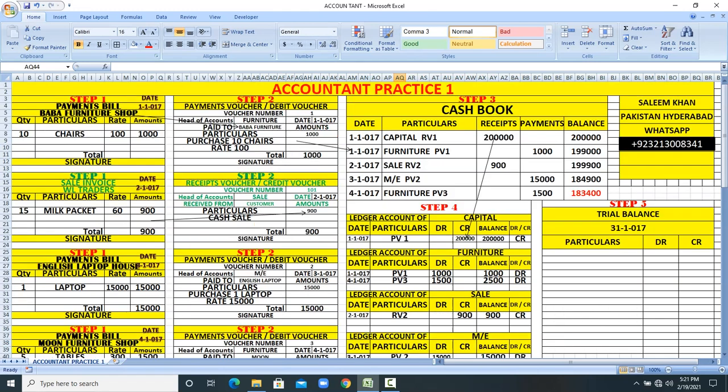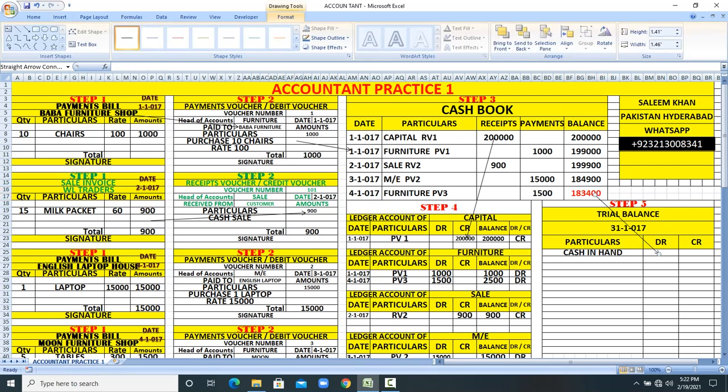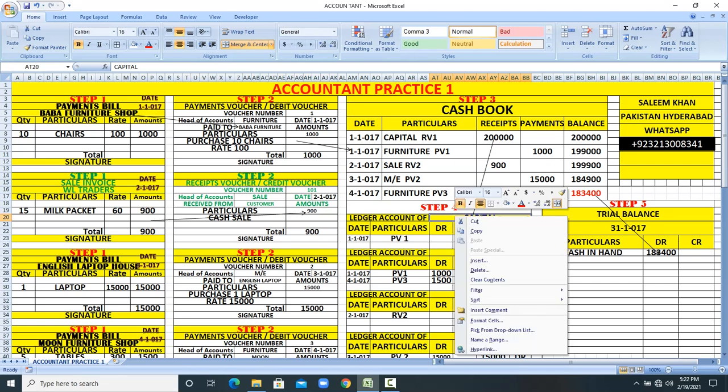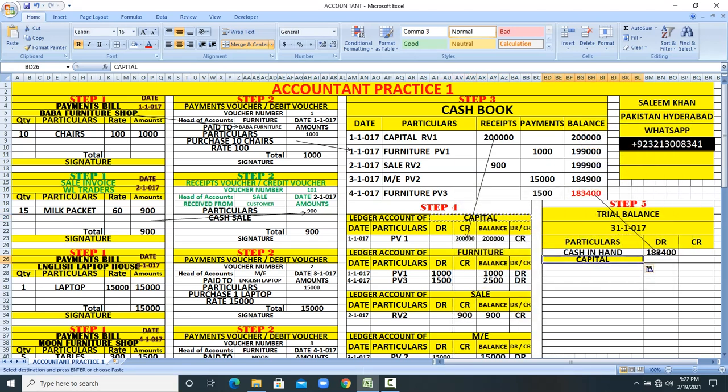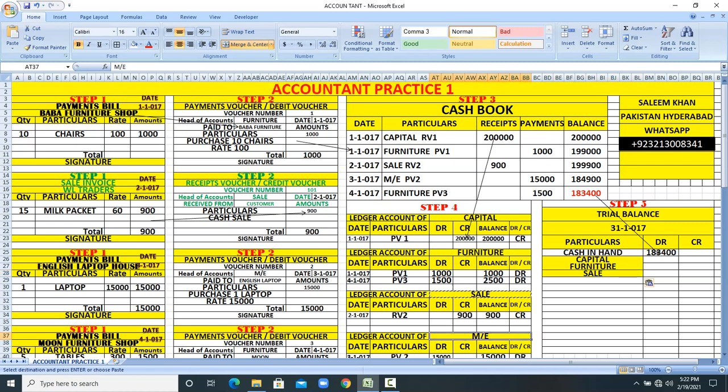Four steps complete. First bill, second step vouchers, third step cash book, fourth step ledger, and fifth step trial balance. Now we write here cash in hand. What is your cash in hand? This is your cash in hand. We write here cash in hand 183,400. Now capital, furniture, sale, machinery and equipment.